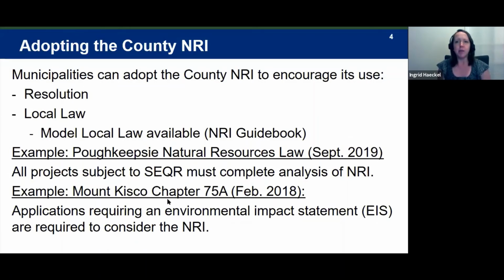And for those of you seeking climate smart community certification, I'll just point out that adopting an NRI by local law does give you additional points. Completing an NRI itself is a high point action in that program, and adopting the local law can get you some extra points.